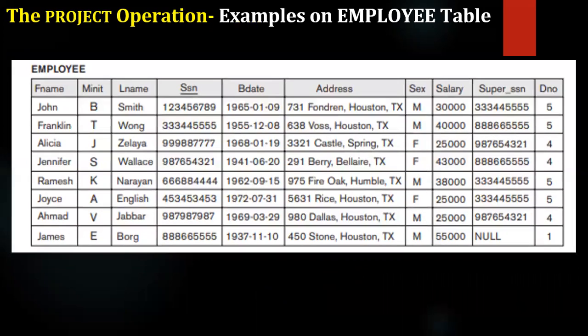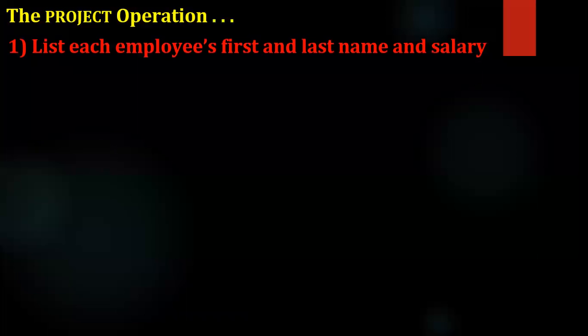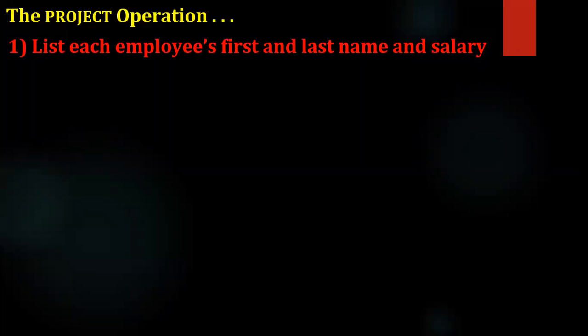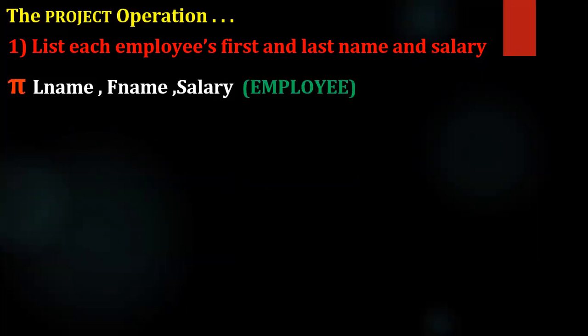For example, now I want to apply the project operation on the employee table. First I want to retrieve only the first name, last name and salary of all the employees. How to write this here? We need to write pi, list of attributes, name of the relation. So pi L name, F name, salary, name of the relation.